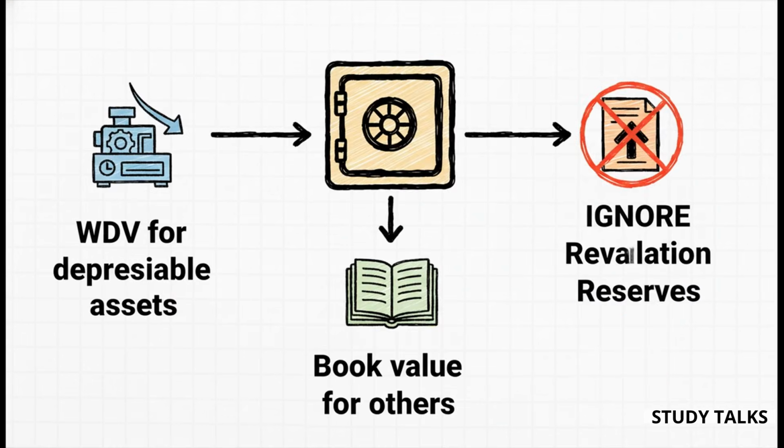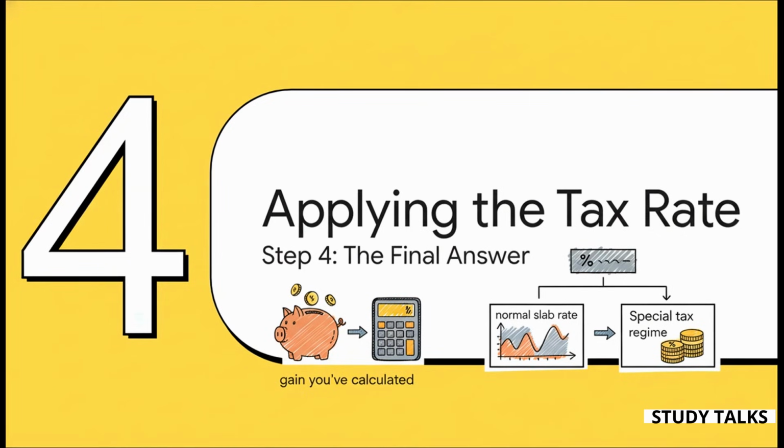Okay, let's recap this one more time. Slump sale, your cost is net worth. You use WDV for depreciable assets, book values for others, and you absolutely always ignore revaluation. Why does this matter? Because this is a guaranteed 5-mark calculation inside any complex capital gains problem. Master this formula. We're almost there. We are on the home stretch.